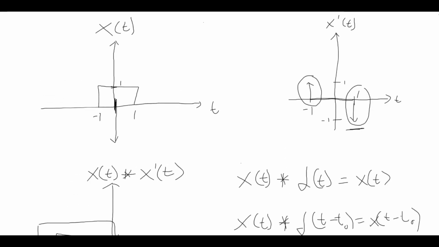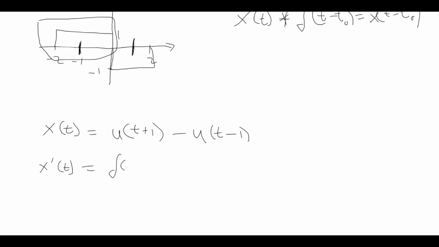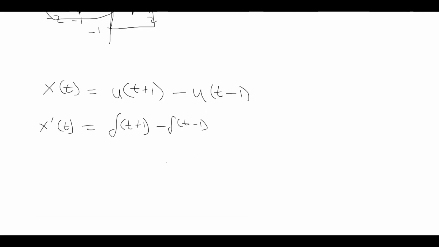Now, what if we wanted to use a Laplace method? We can rewrite our x of t as x of t equals u of t plus 1 minus u of t minus 1. And then our x prime would be equal to the derivative of the step function, because Dirac delta is the derivative of u of t. So we keep the same time delay: delta of t plus 1 minus delta of t minus 1.